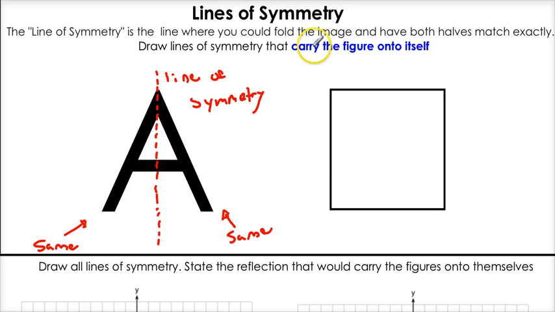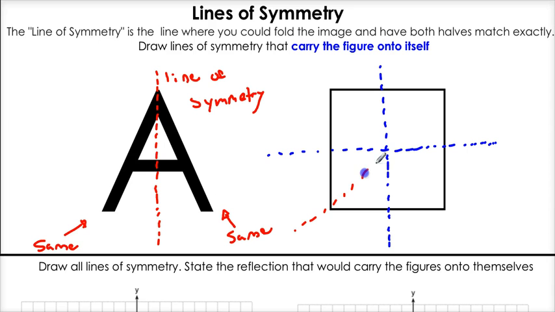Now for this square, this one has a few more actually. So where can we draw lines so it is exactly cut in half? Well, we have a line of symmetry right here, right? Both halves are exactly the same. We can have a line of symmetry right here where both halves are exactly the same. And you might say, oh, that's it, there's only two. Well, there's actually more, right? I could actually cut it right down the middle over here and it would be exactly the same if I folded it over. And if I folded it over here, it would be exactly the same. So a square actually has 4 different lines of symmetry, whereas this A only had 1.